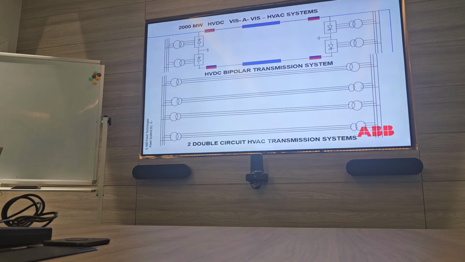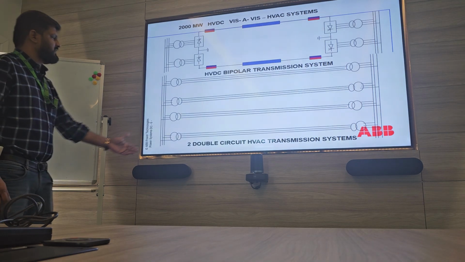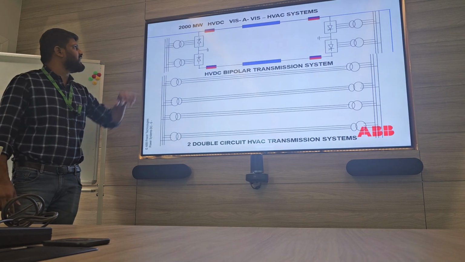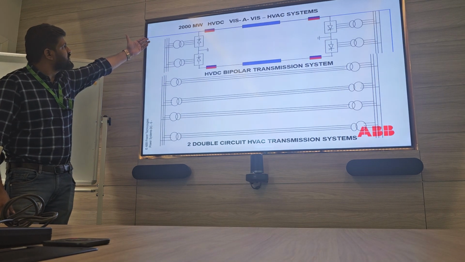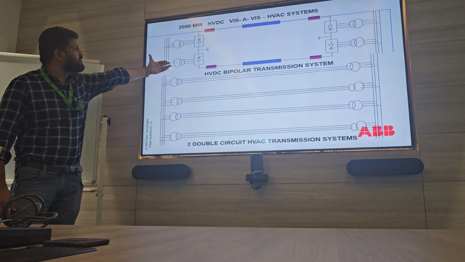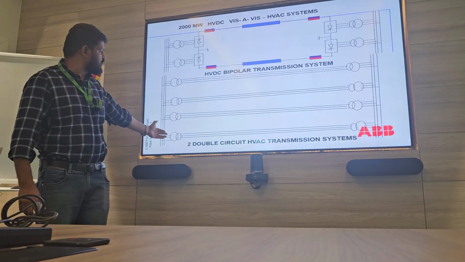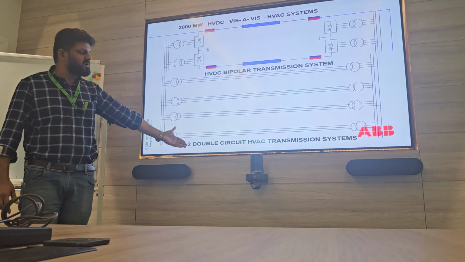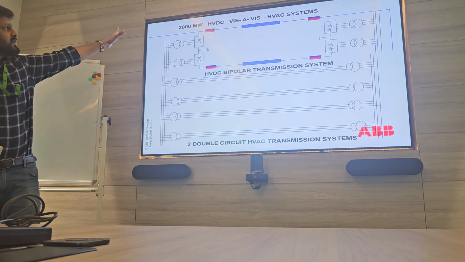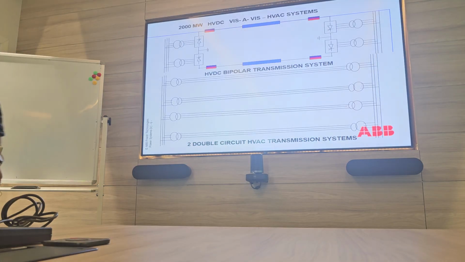So this is just to compare the double circuit AC with DC lines. This is 2000 megawatt, and you can see the DC circuit is very simple. But AC has more lines, more circuits, and a double circuit is required to transfer this 2000 megawatt.